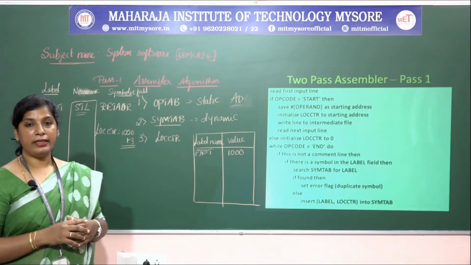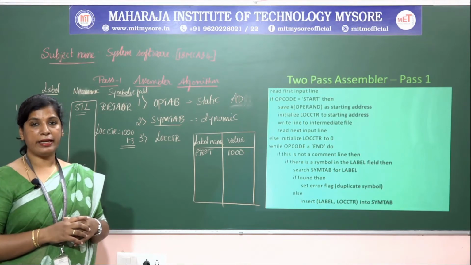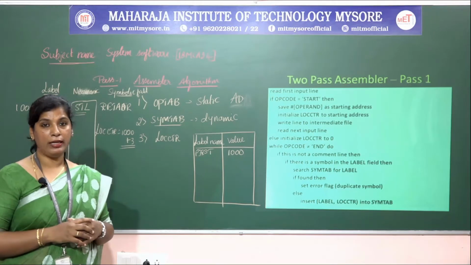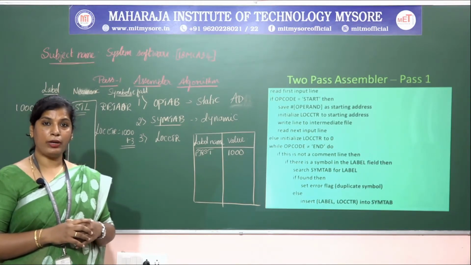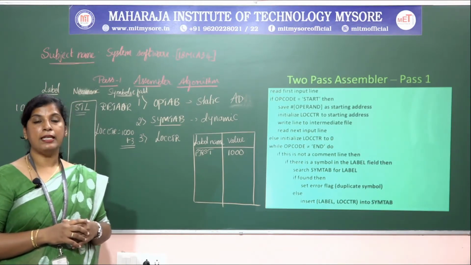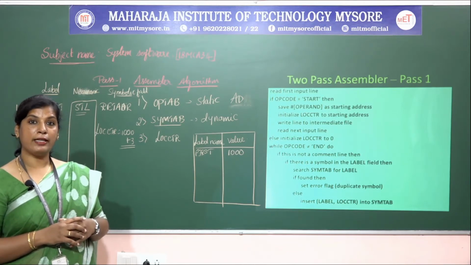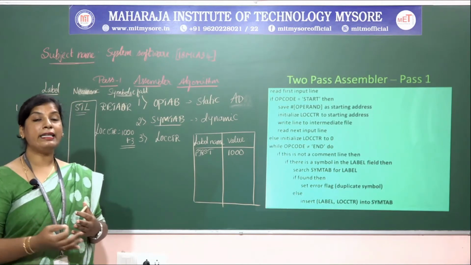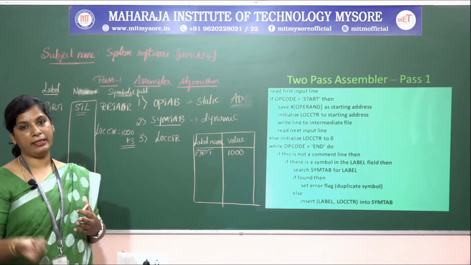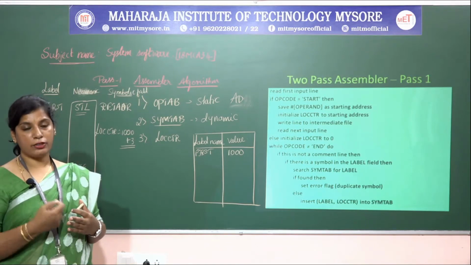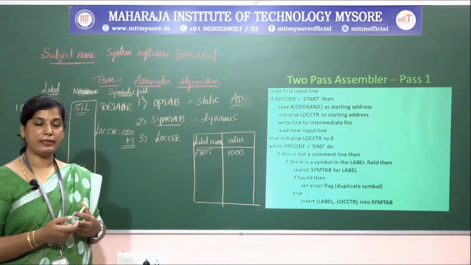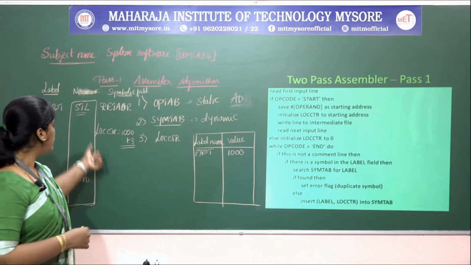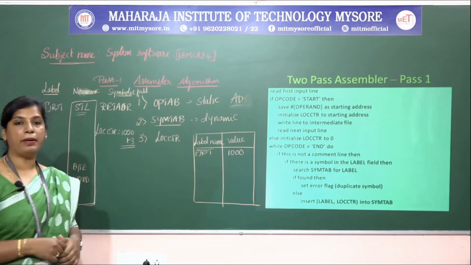Once it encounters an assembler directive anywhere, first it checks whether it is a valid assembler directive or not. If it is valid, it identifies what kind of directive it is. If it is BYTE, it checks how many bytes are required, 2 bytes, 3 bytes, up to n bytes, and the location counter value is incremented accordingly. If it is WORD, it is incremented by the number of words. I will explain this later in the algorithm. So this is how it is done during pass 1.